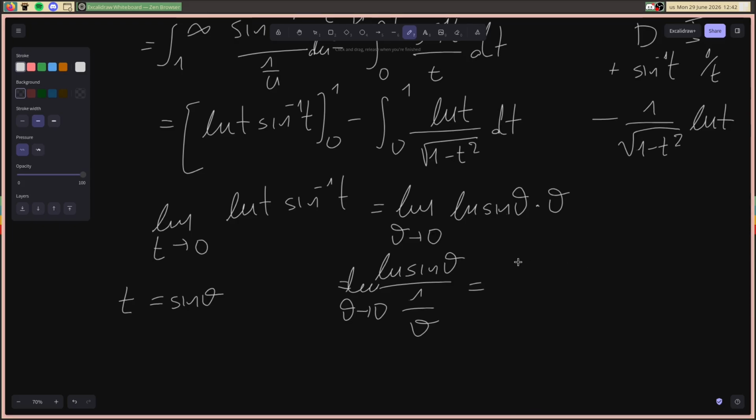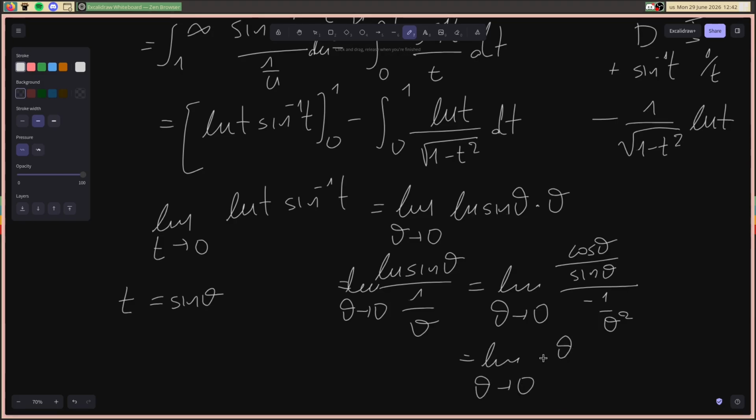We differentiate the numerator and the denominator. So we get cosine theta over sine theta all over minus 1 over theta squared, which means this is the limit as theta goes to 0. Theta minus theta cosine theta over sine theta over theta, which is equal to negative 0 times 1 over 1, which is 0. So this whole term is 0.